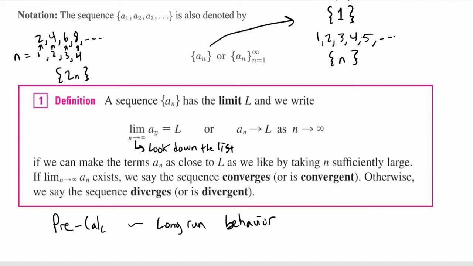Let your input get bigger. What does the function seem to be doing? So, this is not a new idea. If the limit exists, we say the sequence converges.